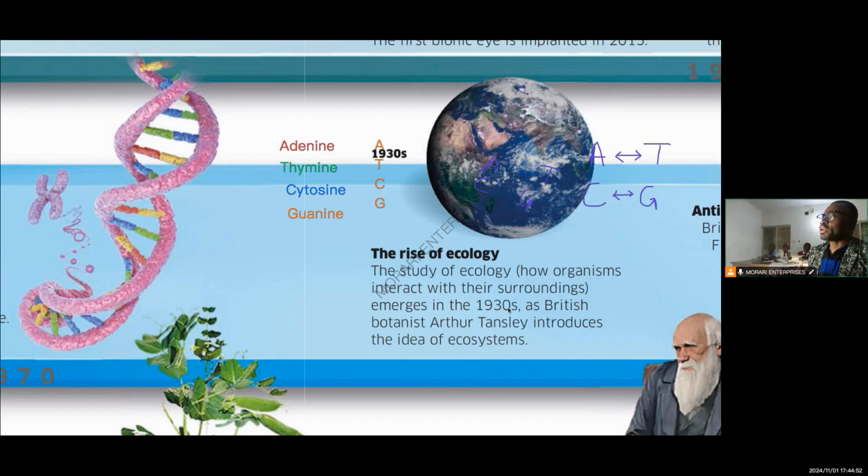And why do they say the 1930s, why not say the 30s? Because every century has its own 30s. So here you have to specify which century. 1930s is in which century? In the 20th century. Excellent. So British botanist Arthur Tansley introduces the idea of ecosystems.